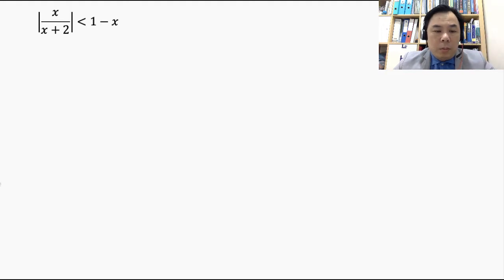Hello everyone, welcome back. Today I'm going to show you how to solve an inequality that involves a modulus function. You can check out the question on the screen here. We have a modulus function that is less than a linear function. Let's get started. All right, some of you may have this idea.